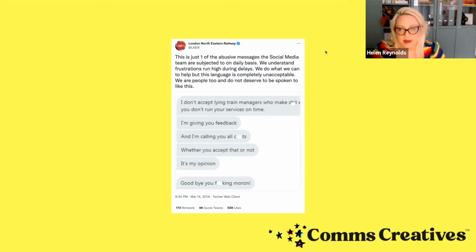It's hard enough being on social media as a person without coming to work and then seeing a whole load of abuse on there. And this is an example from London North East Railway, where they've talked a little bit about the fact that they get quite a lot of abuse on a daily basis. The kind of things they get are just so unreasonable. So you always have to protect yourself from negative comments.